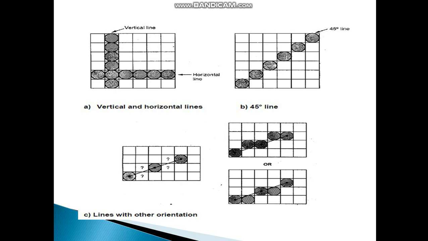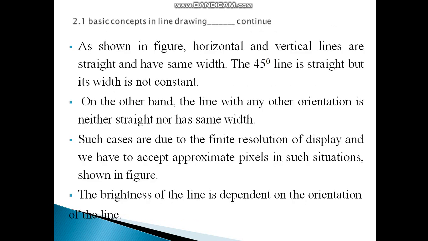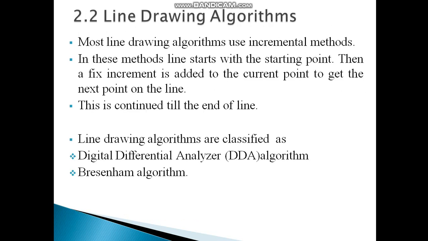This is the picture of the vertical and horizontal lines, 45-degree lines and lines with other orientation. The first image is the vertical and horizontal line, the second one is the 45-degree line, and the third one is the lines with other orientation. So the second point is line drawing algorithms.